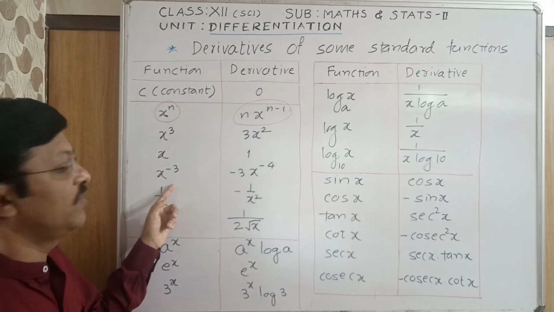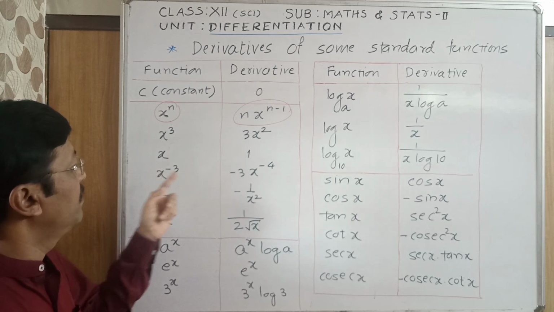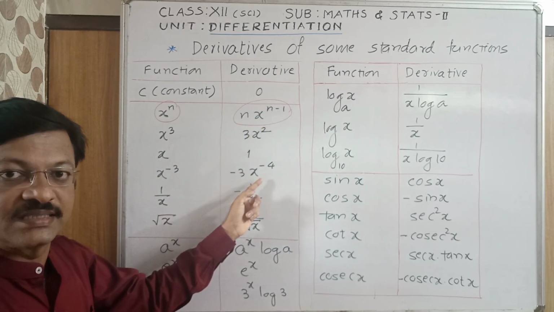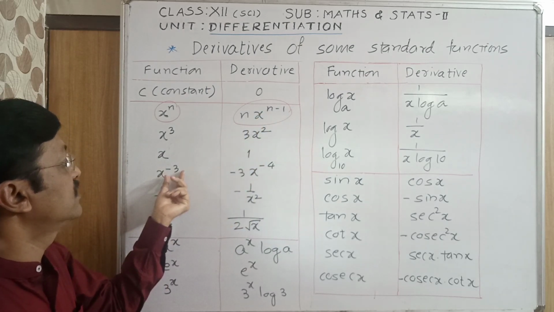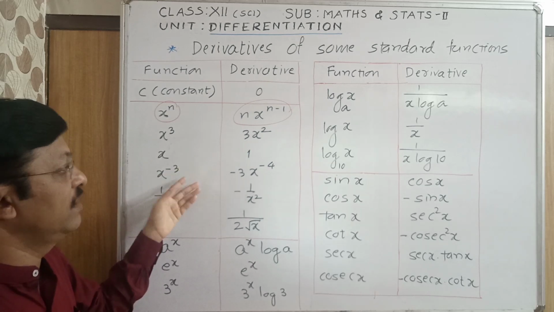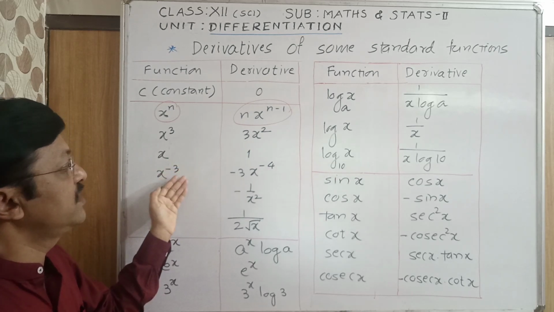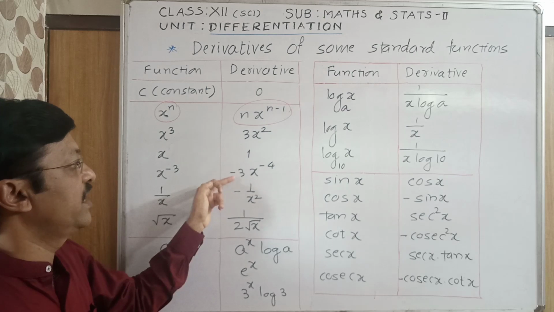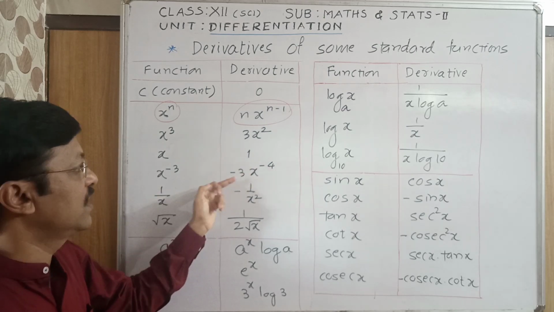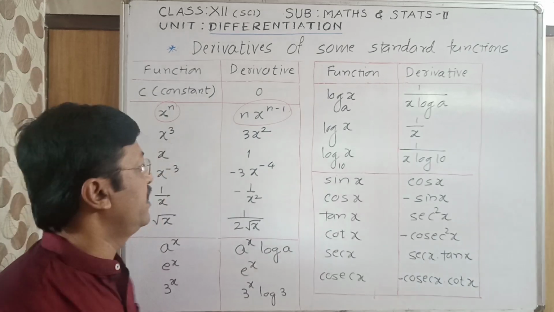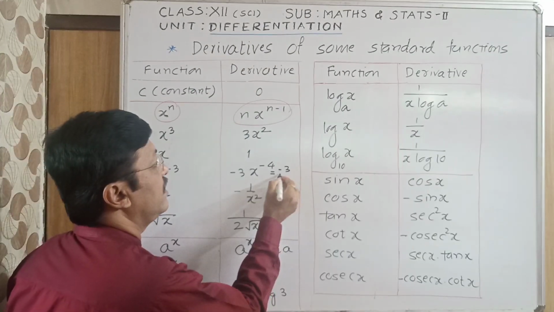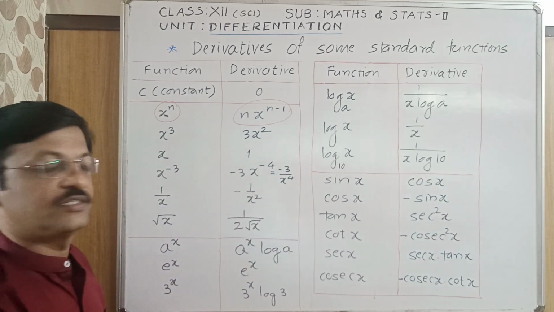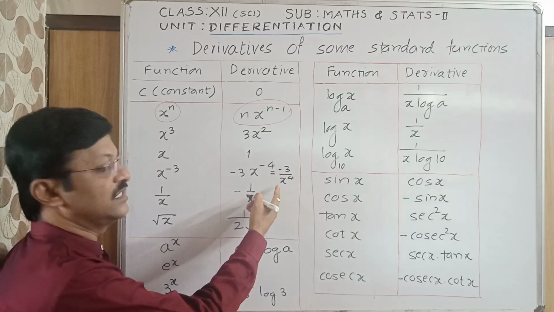Similarly, the derivative of x raised to minus 3 is given by this formula as minus 3 x raised to minus 3 minus 1, which is minus 4. In this manner you can find the derivative of x raised to minus 3, which is 1 upon x cube. The derivative is minus 3 x raised to minus 4, which can be rearranged as minus 3 into 1 upon x raised to 4, that is, minus 3 upon x raised to 4. You can write it this way as well.